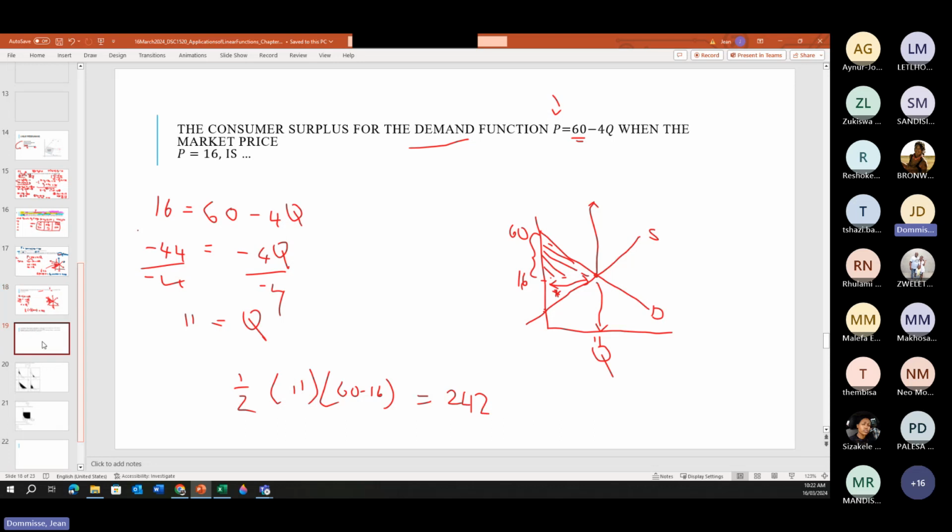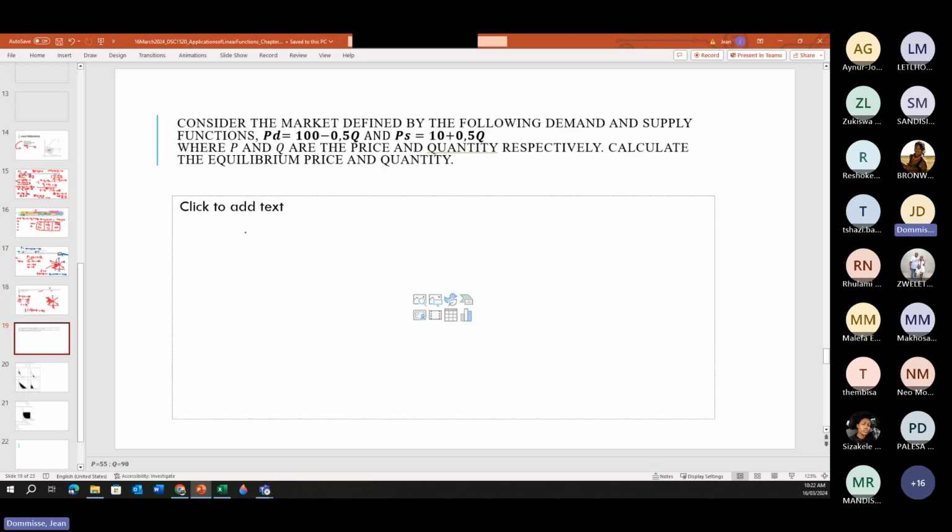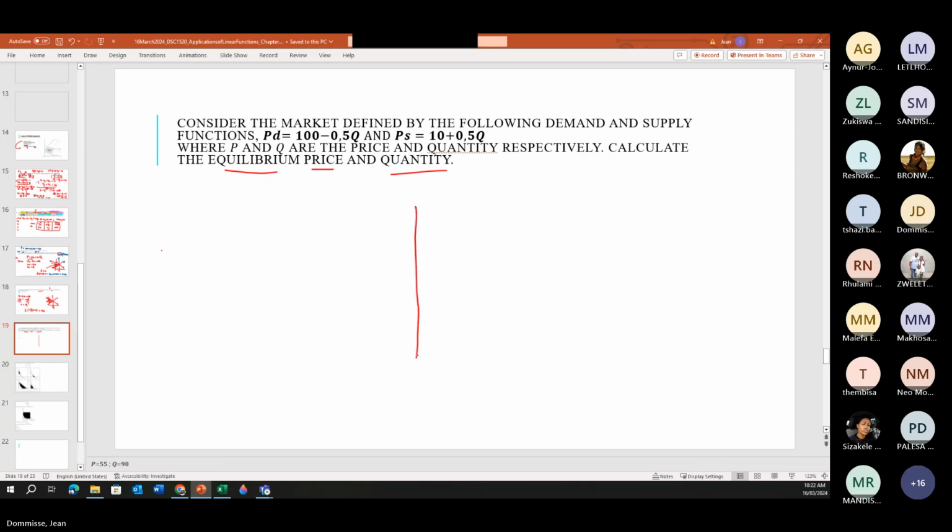Let's look at the next one. Okay, so here we need to work out what is the equilibrium price and quantity. Okay, so they give us a demand and a supply curve. They want us to work out what that number will be.